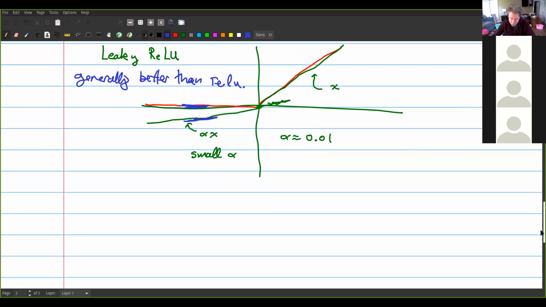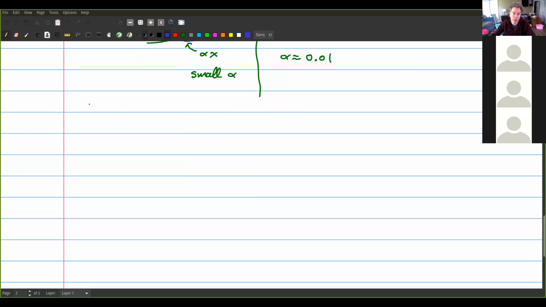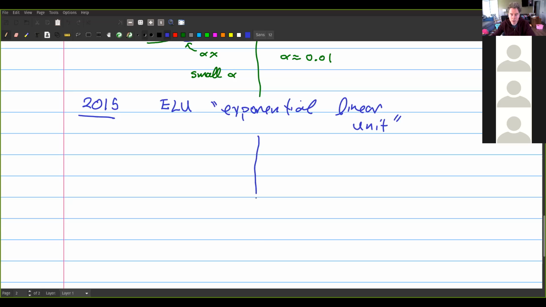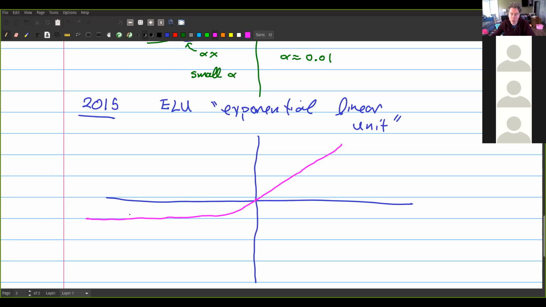Okay, and so you can take this even further. So in 2015, there was a study done on an activation function called ELU, which stands for exponential linear unit. And so this is in the ReLU family. You still just have the identity function over here, but now you bring it down like this. So now there's a nice smooth curve, and so it slowly flattens out.